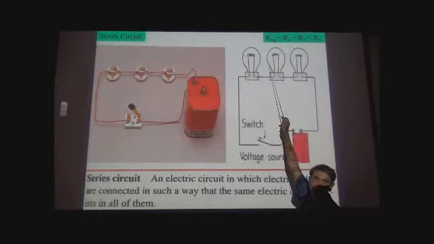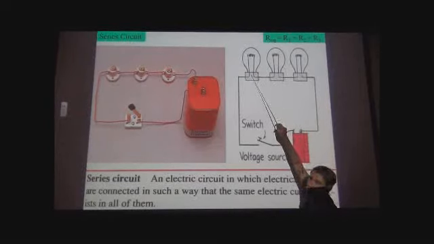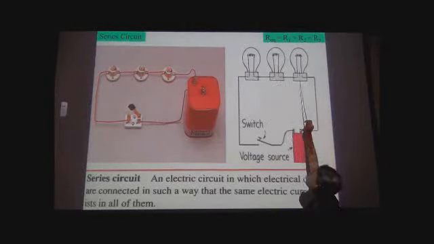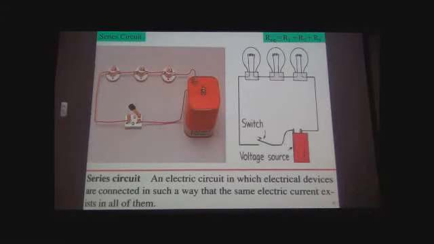So the first bulb plus the second bulb plus the third bulb is the total. EQ stands for equivalent. The equivalent resistance is equal to the resistance of bulb 1 plus the resistance of bulb 2 plus the resistance of bulb 3. So the more bulbs I have, the greater the resistance, which means the dimmer the overall light.